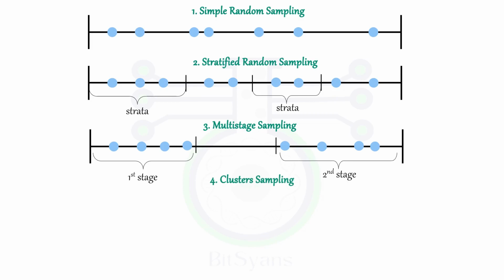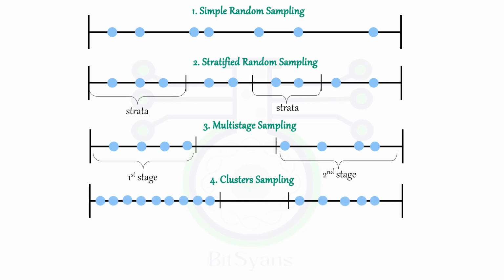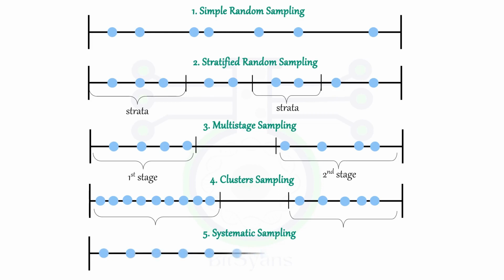Cluster sampling. This method involves dividing the population into clusters and then randomly selecting some of these clusters to include in the sample. Systematic sampling. This method involves selecting a random starting point from the population and then selecting every nth individual in the population to be part of the sample. Now let's look into the various examples of sampling methods.